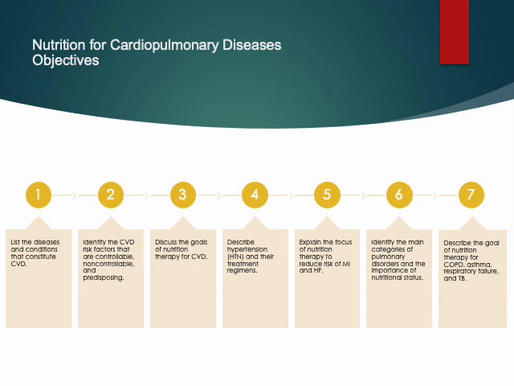You should be able to discuss the goals of nutrition therapy for CVD, understand hypertension treatment regimens, explain the focus of nutrition therapy for patients that have had an MI and heart failure, and also to reduce the risk of another MI and heart failure. You should be able to identify the main categories of pulmonary disorders, importance of nutrition status, and describe the goal of nutrition therapy for patients with COPD, asthma, respiratory failure, and tuberculosis.